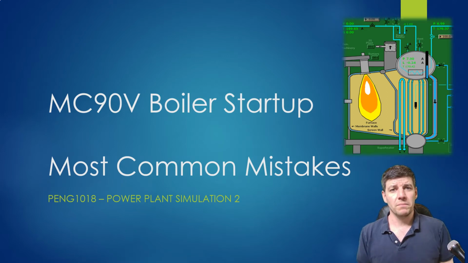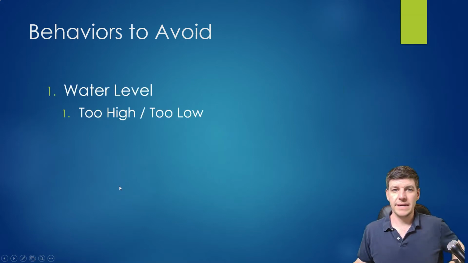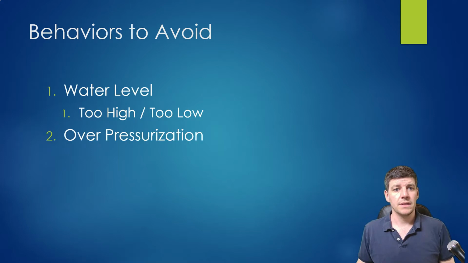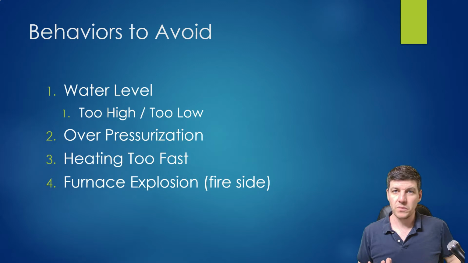So if we think about our boiler, we have a number of fundamental thoughts about operating a boiler or a steam system that keep us safe. Some of the things we want to avoid when starting up a boiler are making sure our water level is in a suitable range, so not too high, not too low. We want to be careful not to overpressurize our boiler, so we do have limits to how much pressure is in our boiler. We don't want to heat the boiler too fast. And we want to be careful when we're lighting our flame that we don't create the risk of explosion.